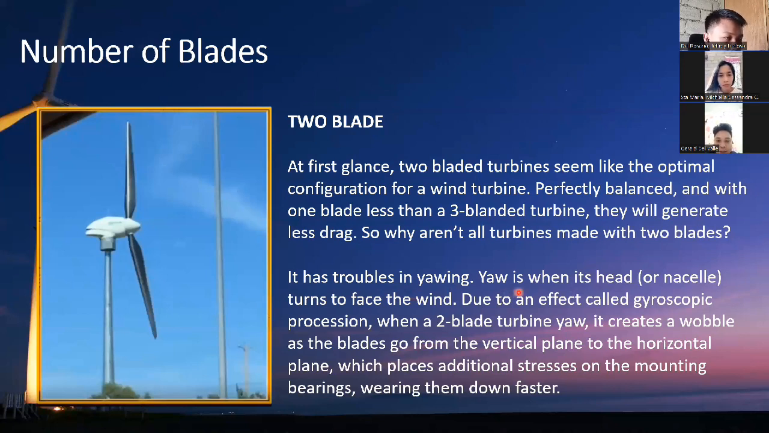Yaw is when the head turns to face the wind due to an effect called gyroscopic precession. When a two-blade turbine yaws, it creates a wobble as the blades go from a vertical plane to a horizontal plane, which places additional stress on the mounting bearings, wearing them down faster.